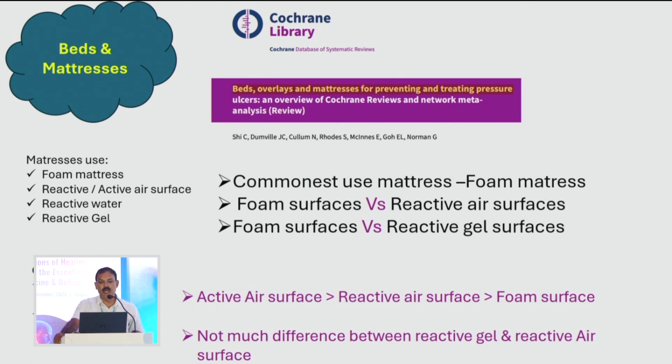systematic review. They have compared foam surfaces versus reactive air surfaces, foam surfaces versus reactive gel surfaces, and their result says that the best surface for the prevention of pressure ulcer or fastening pressure ulcer healing is the active air surface, which really is not available in every center, and this is better than a reactive air surface, which is again better than a foam surface, which we commonly use in our clinical practice. There are also papers comparing the reactive air surface versus reactive gel.